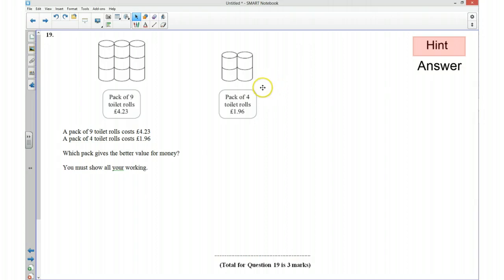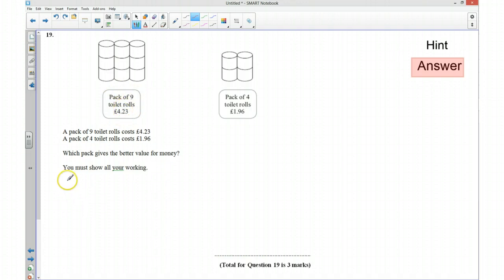If you'd now like to pause the video and see if you can have a go at working it out for yourself. Okay, I wonder if you managed to have a go at that. I'm now going to go over the answer to this. There's actually a couple of ways of doing this, so I'll do it in 2 different ways. So the first way we can do this is work out how much one roll would cost if I bought a pack of 9.